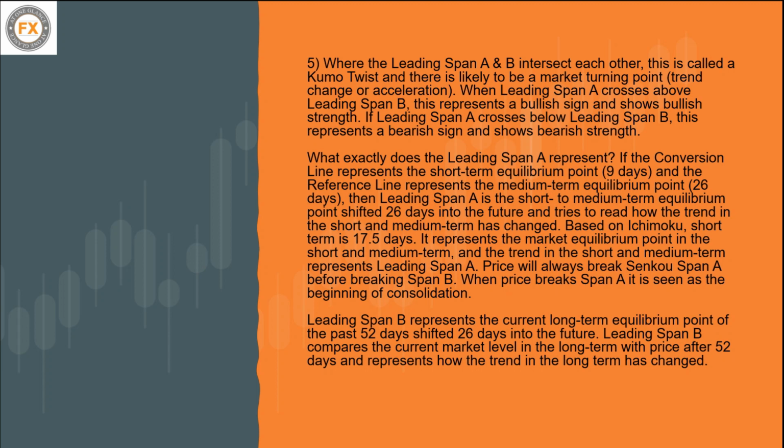Where the leading span A and B intersect each other, this is called a Kumo twist, and there's likely to be a market turning point or a trend change or acceleration at that time. When leading span A crosses above leading span B, this represents a bullish sign and shows bullish strength. At the time we took the trade, we had a bullish Kumo cloud, which meant span A was above span B. You can see some of this here. I'm not going to really go over that, but it's here for you to understand and know.